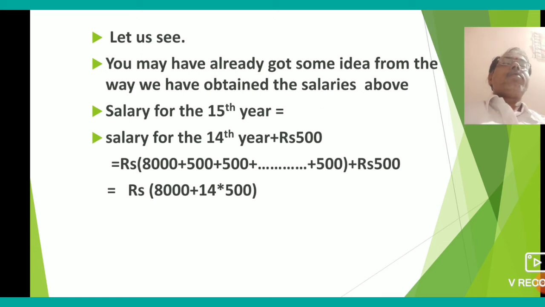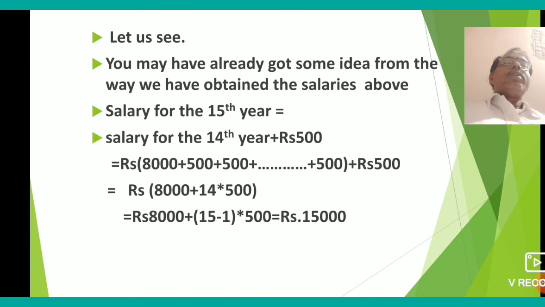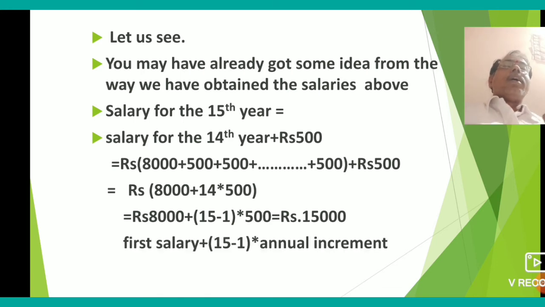Now again that 14 can be written, by the process, as 8,000 plus 15 minus 1 into 500. Obviously we get 15,000. So see the pattern here. To get the 15th year salary, first year salary plus 15 minus 1 into annual increment. So that means suppose we want the 15th term: the 15th term is equal to the first term plus 15 minus 1 into the annual increment.